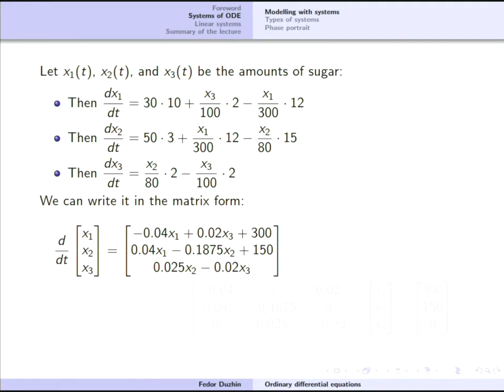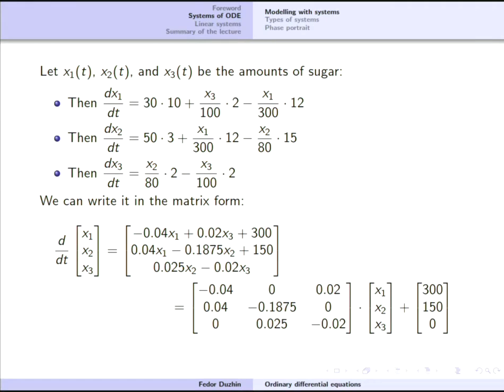Right, so then we can write it in the vector form or in the matrix form. So notice that the matrix of coefficients here is constant.